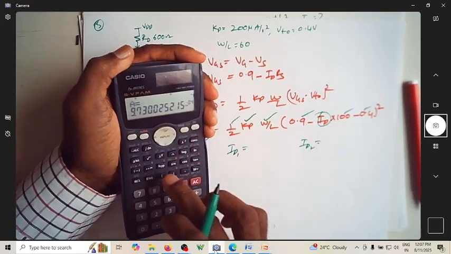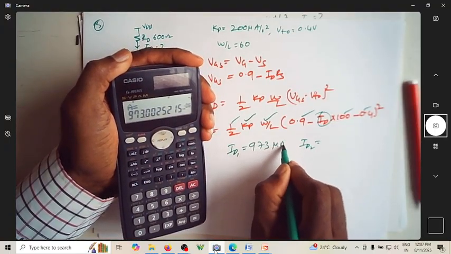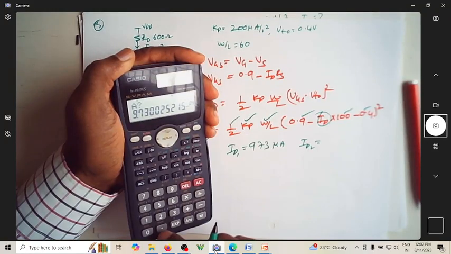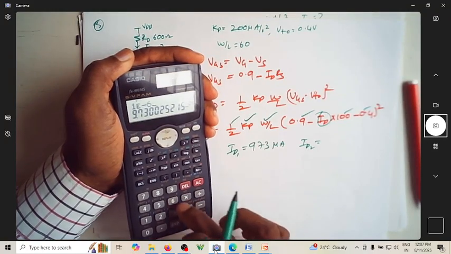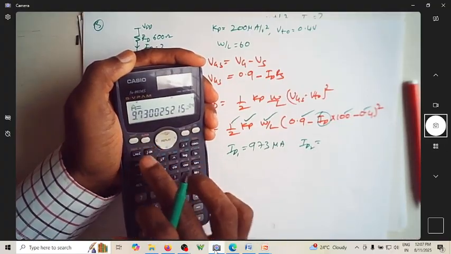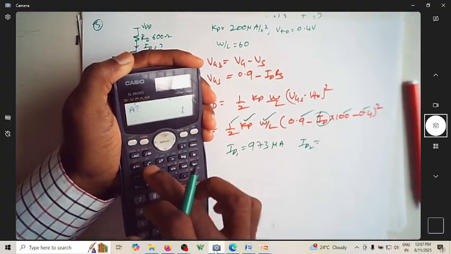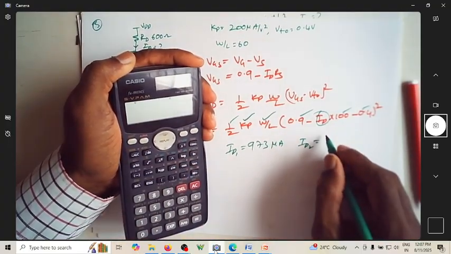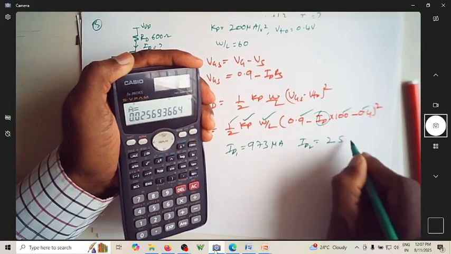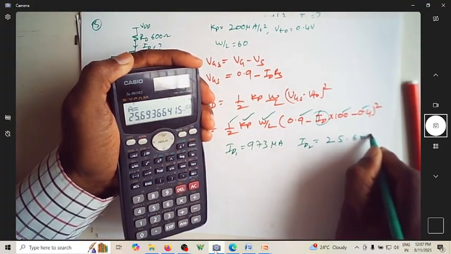So one of the values of ID is 973 microampere. The other value, make it 1 exponential minus 6, equals shift calc. So this is the least value. Let me find the other value. So the other current is 25.6 milliamperes.